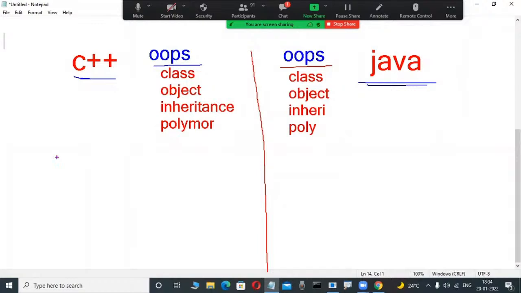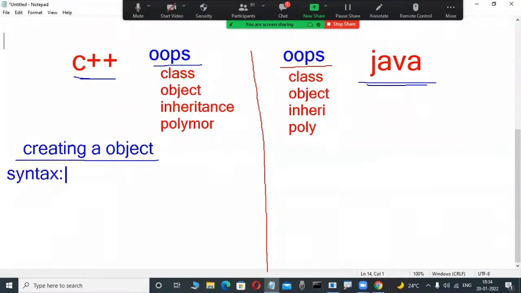Anybody guess? Suppose in C++ I want to create an object from the class, what is the syntax? Do technical persons have an idea? So many persons have an idea, I think. Creating an object from the class, what is the syntax in C++? Observe here. What syntax do they give in C++? Class name. Slowly observe here, here is the difference.